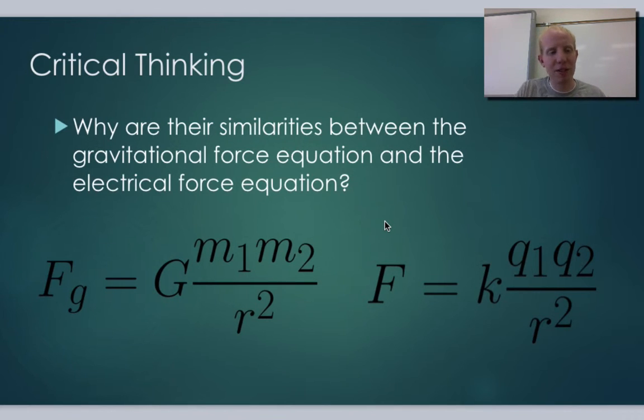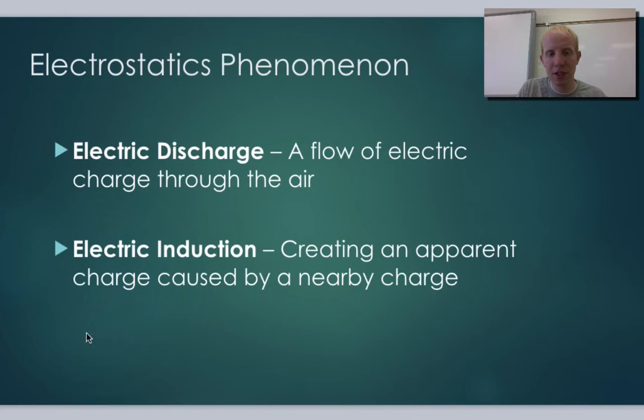Okay. All right, let's talk about some of the cool and fun things that come from electrostatics and electricity. So these are some electrostatic phenomena. One is electric discharge, which you've probably felt before, which is a flow of electric charge through the air. If you've ever rubbed your socks on the carpet and then tried to touch the doorknob, and it shocks you, that's electric discharge. You're letting a whole bunch of electric charge out.